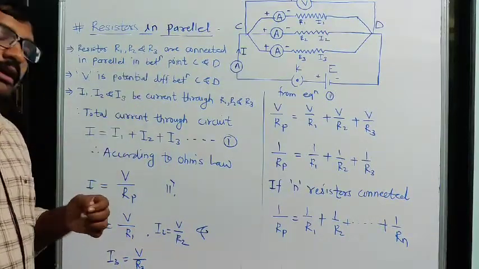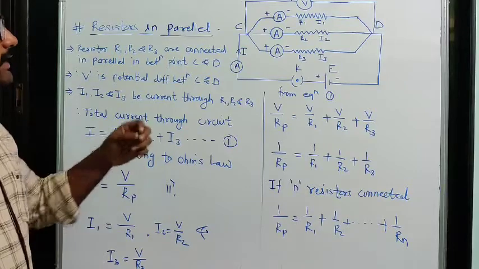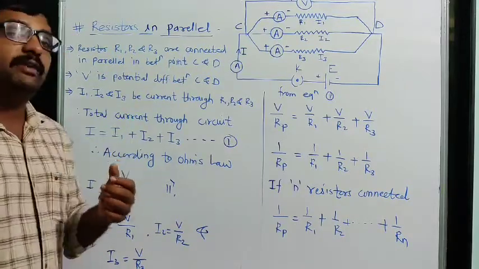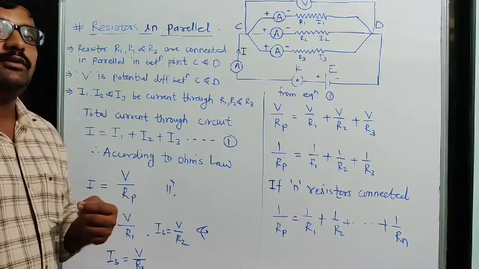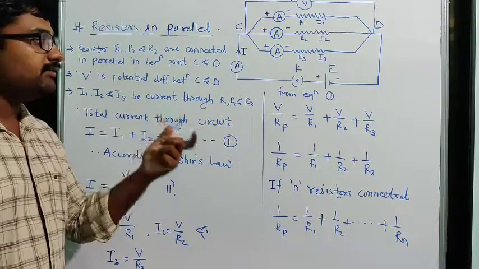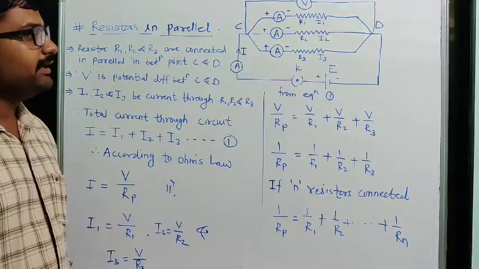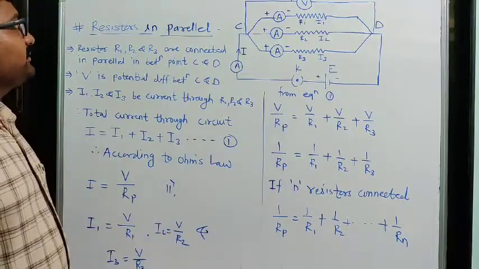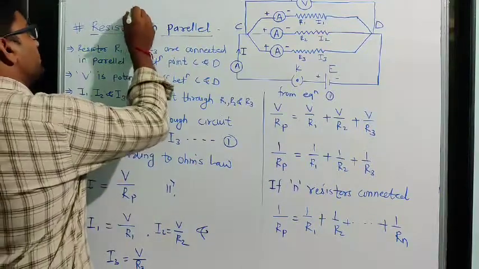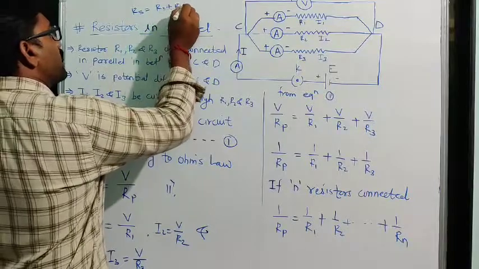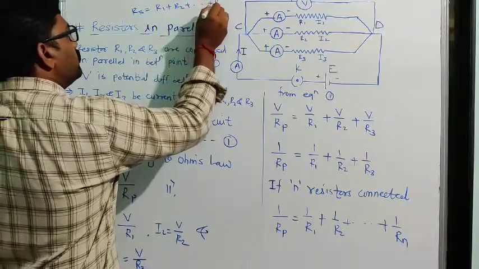Up to the last lecture we have studied resistors in series. If we connect resistors in series, then their equivalent resistance will be equal to the addition of the resistors that we have connected in series. So we see one equation, that is Rs is equal to R1 plus R2 plus up to Rn.